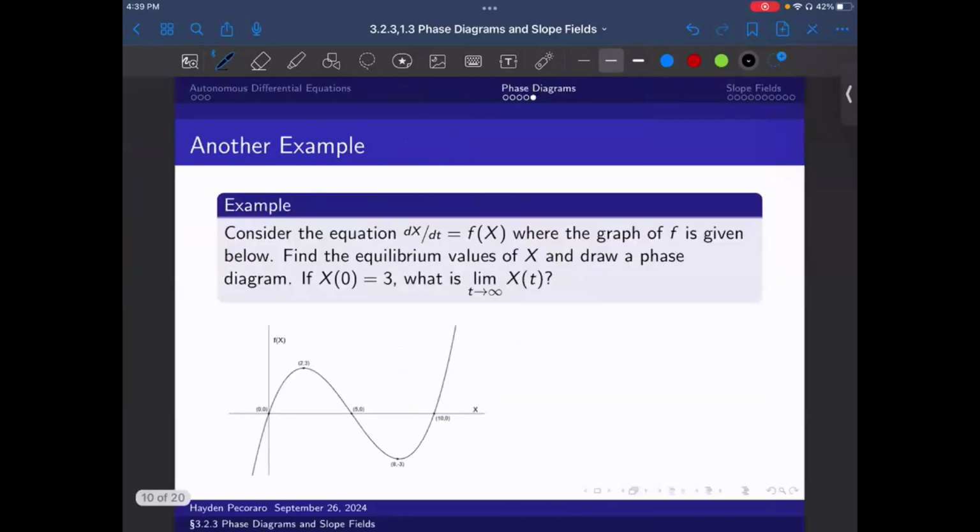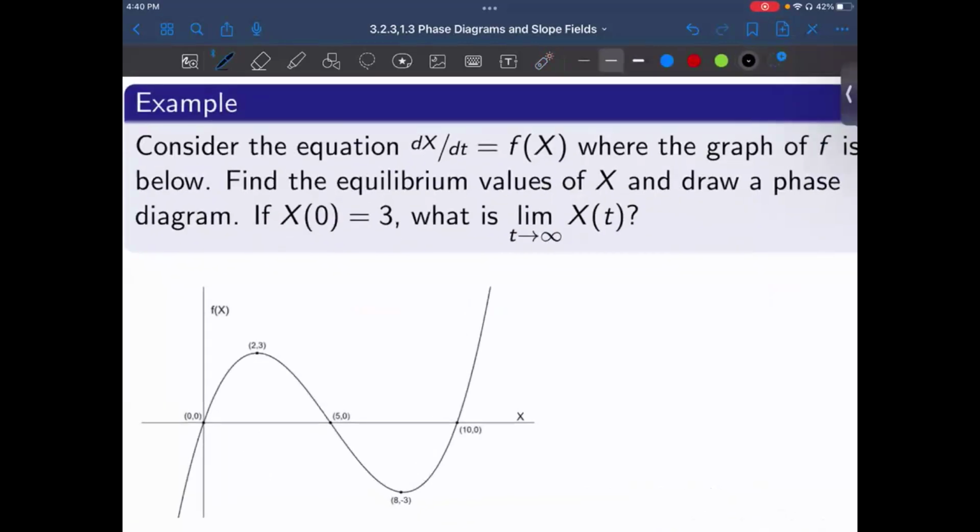Okay. And the last one is we have this example, and I'll just work through this one. So we have a standard autonomous differential equation. There's no t dependence over here. And we're given the graph of the derivative, right? We're given the graph of f, which is the derivative of x. So what we want to do is find the equilibrium values x and draw a phase diagram. Right? And then the last part is if x0, our initial condition, is 3, what is the limit as t goes to infinity?